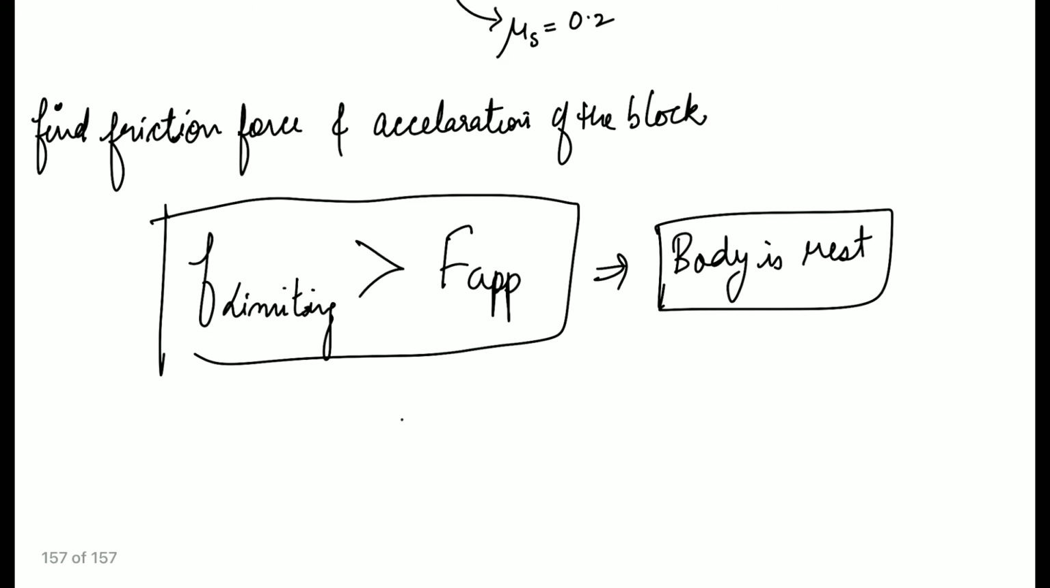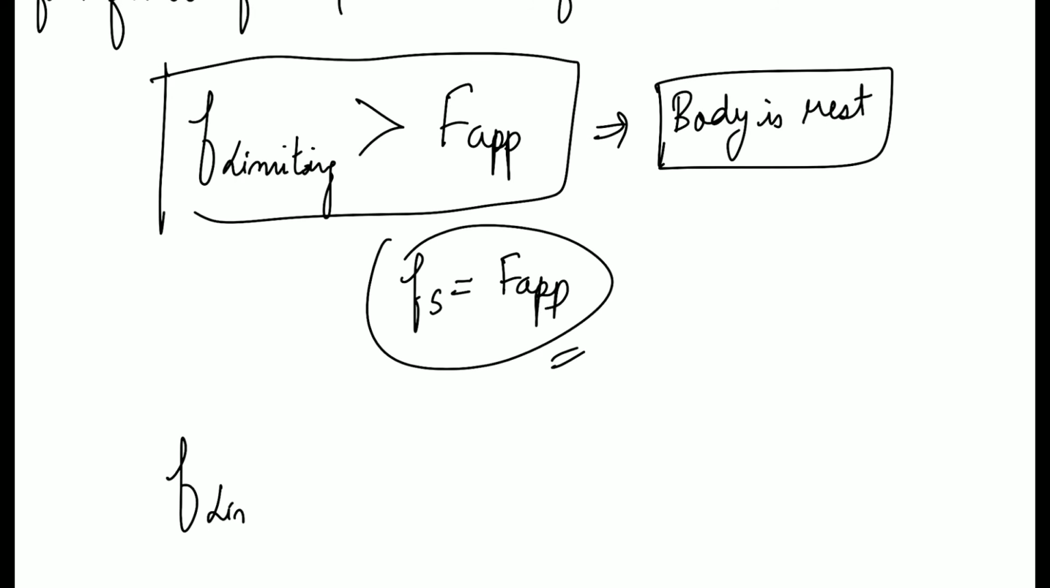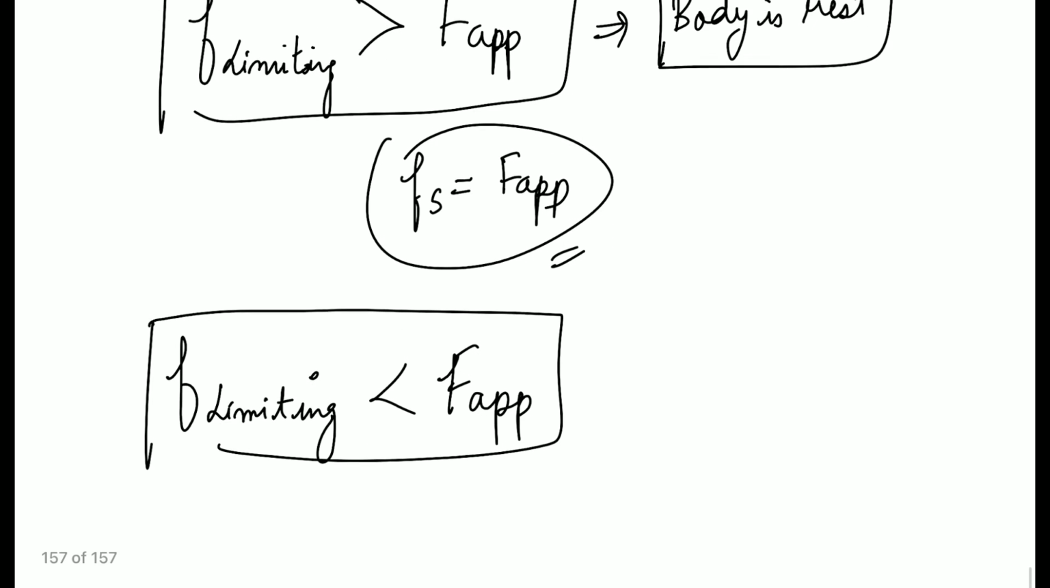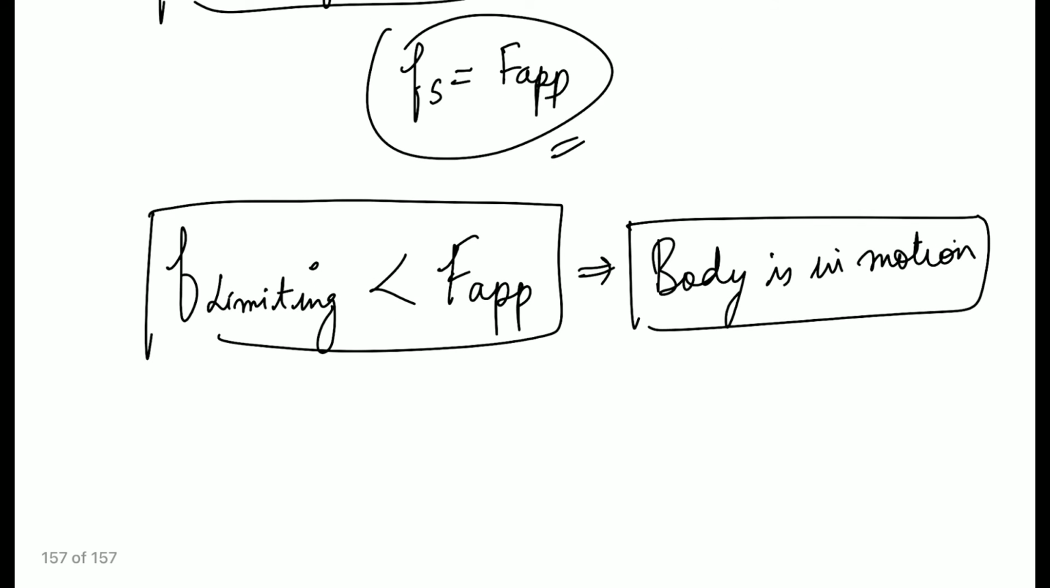If the body is at rest, then static friction will be applicable, and static friction will be equal to F applied. I hope you guys can understand. On the other hand, if F limiting is less than F applied, in this particular case the body is in motion. Can you understand that? In this case, the frictional force will be F kinetic, not static friction.